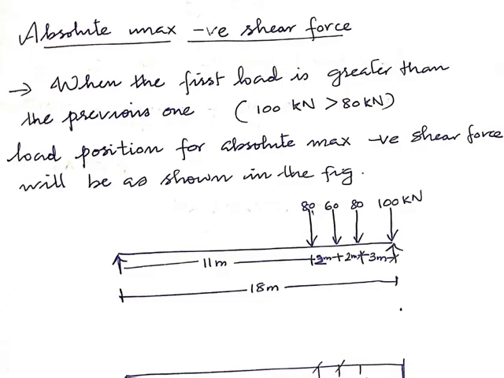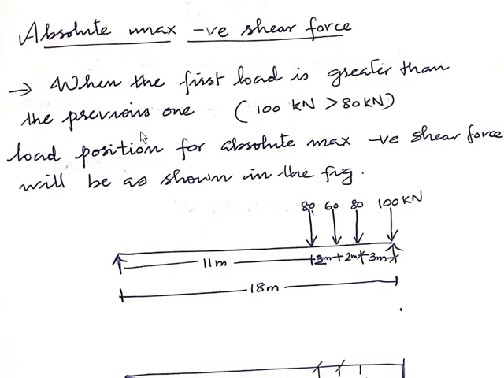So next is a calculation of absolute maximum negative shear force on the beam. So again here, what should be the load position to have the absolute maximum negative shear force on the beam? I have already explained two possible load positions to have the maximum negative shear force.